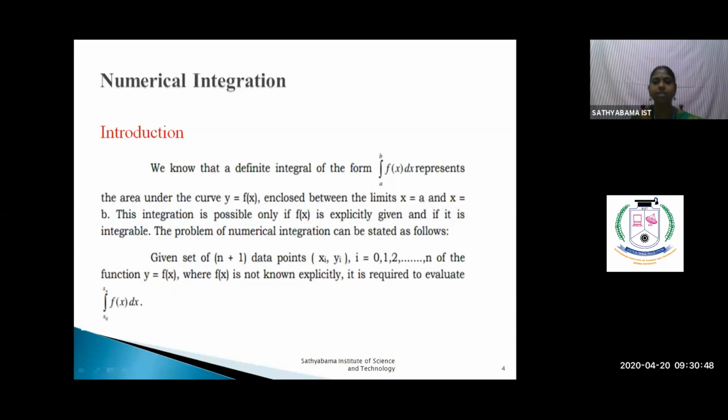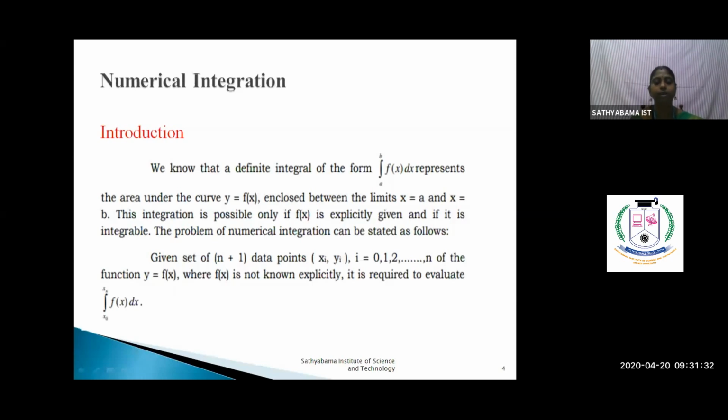If f of x is explicitly defined, then only you can find the definite integral, integral a to b f of x dx. And actually this is the area enclosed between the limits x equals a and x equals b and the curve y equals f of x. This is only possible when f of x is explicitly defined, unless we can't find the definite integral a to b f of x dx.